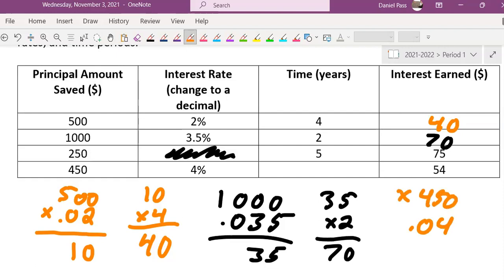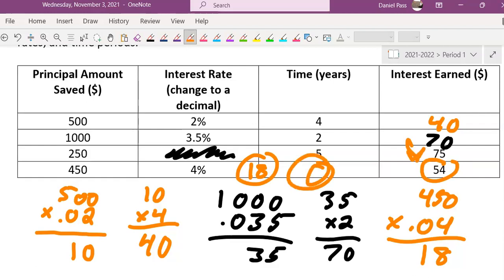450. Right. Anybody do that? When you do that, yes? 18. That is correct. So now that we know that it's 18 for 1 year, we know that the answer for this mystery number of years is 54.